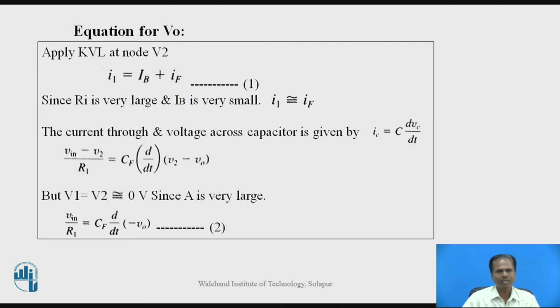Since open loop gain, the basic internal gain of operational amplifier, is very large, ideally infinite, op-amp tries to equalize voltage at inverting and non-inverting inputs. As voltage at non-inverting input is 0 volt, the voltage at inverting input, that is acting as a virtual ground, is also 0 volt. So we can simplify the above expression: Vin upon R1 equal to Cf into derivative of minus Vo with respect to time. Let this be equation number 2.